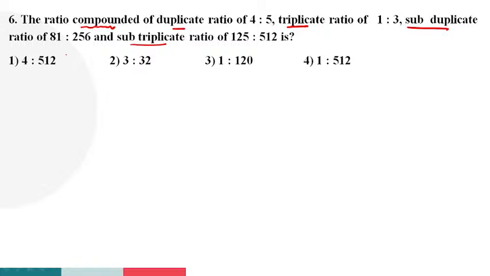What is the answer, guys? Right, Andy. Let me check, guys, here.